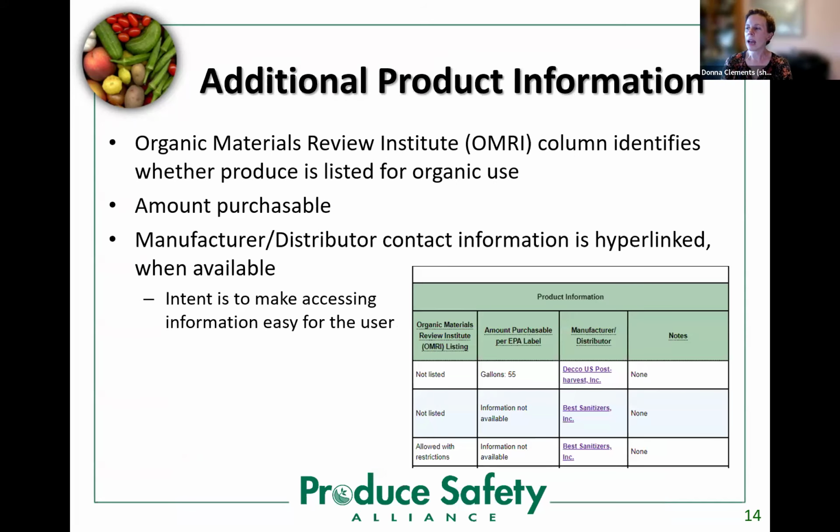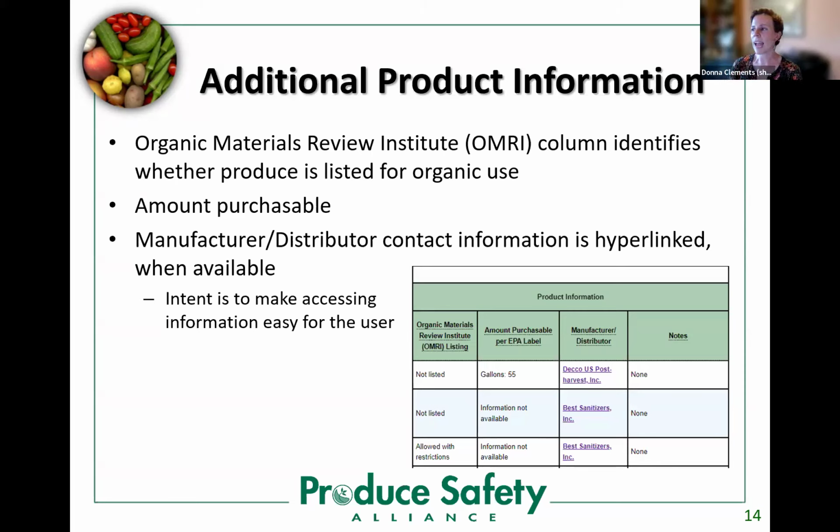And then we have this third section. The last section is additional product information. We maintained this Organic Materials Review Institute, or OMRI, column. This identifies whether the product is labeled for organic use. That was in the older version of the tool as well. Amount purchasable is based on the EPA label, again, because that's a federal label.